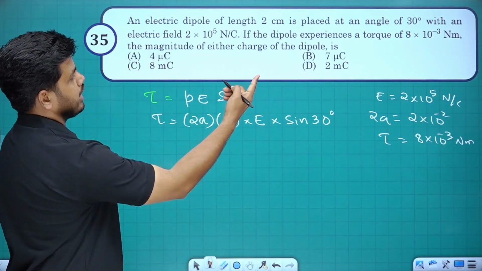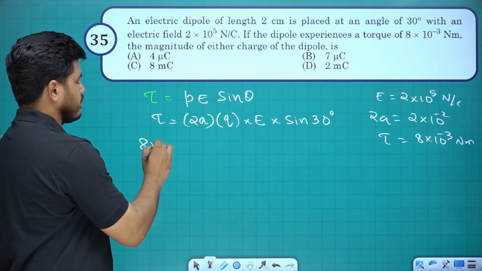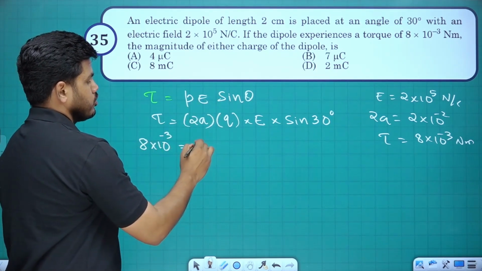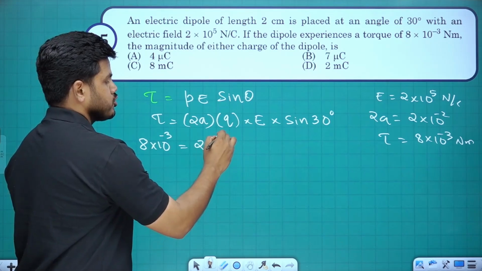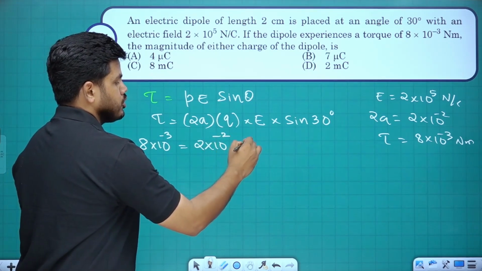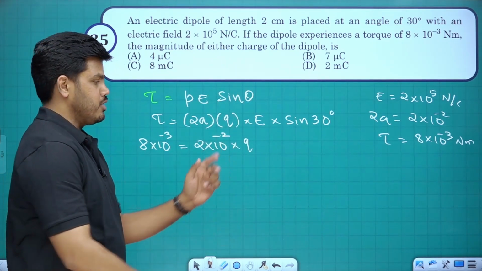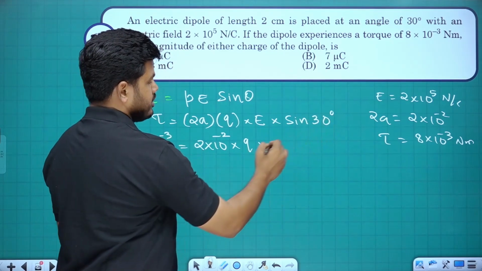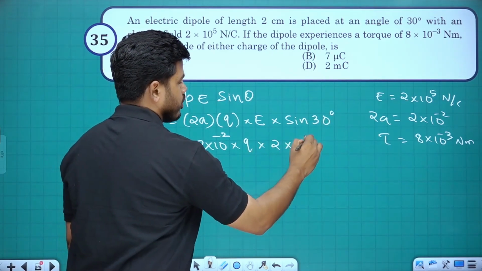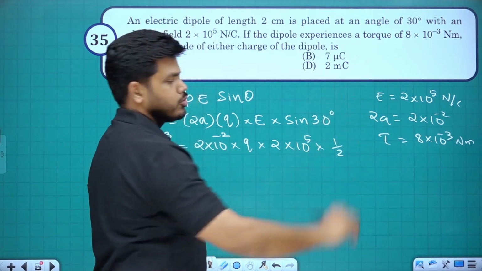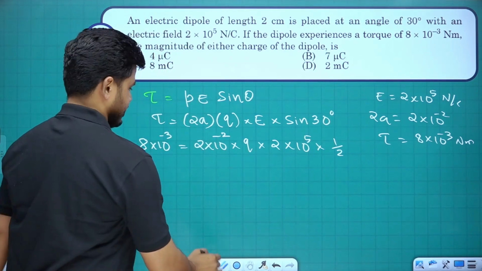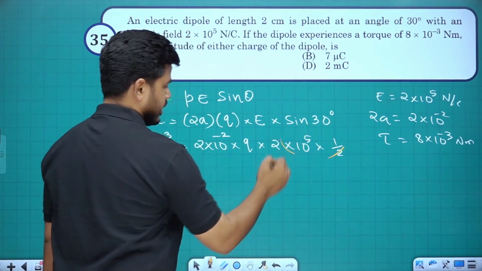So let us substitute. 8 into 10 raised to minus 3 is the torque, equal to 2 centimeters, 2 into 10 raised to minus 2, into q, to be calculated. That's the only unknown term. Into electric field, given as 2 into 10 raised to 5, into sine 30, which is going to be 1 by 2. Yes, so we can cancel these terms, right?